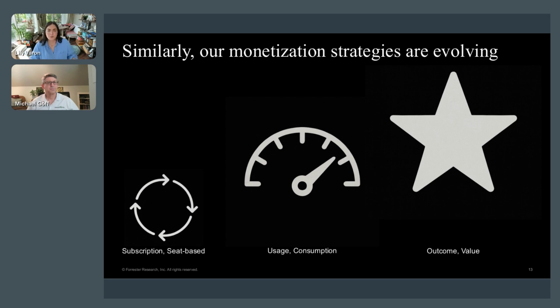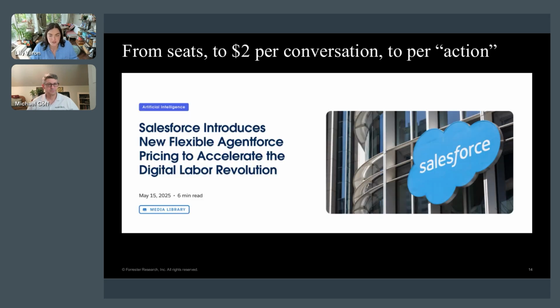And so this is really common, right? I think a really wonderful case study of this, of course, is the pioneer of a seat-based model, Salesforce. They have gradually inched closer to an outcome-based model as their tools have become more AI-driven and capable of more autonomous action. So you'll have them move from seats to, in the generative AI world, they were doing $2 per conversation, this usage-based model.